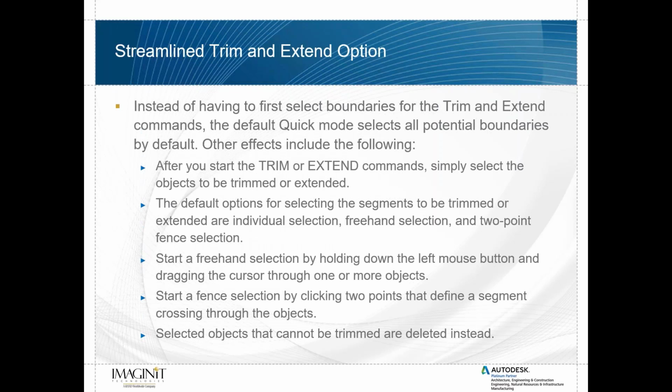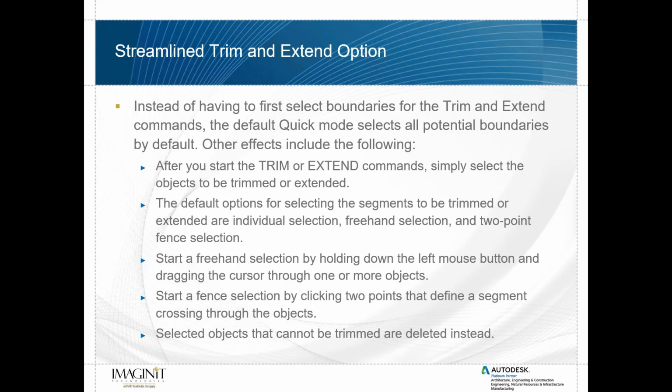So the first thing is that they've streamlined our trim and extend option. So instead of having to first select boundaries for the trim and extend commands, the default mode now is quick mode. So it selects all potential boundaries in the entire drawing by default. And then after you start the trim or extend, simply select the objects you want trimmed or extended. The default options for selecting the segments to be trimmed are individual selections, single clicks. You can also do freehand selection and a 2-point fence selection.